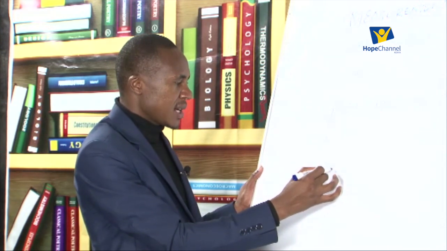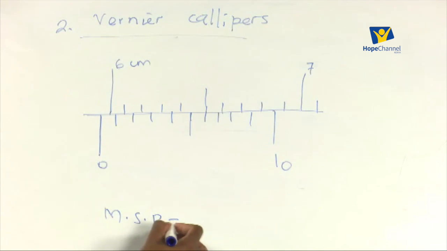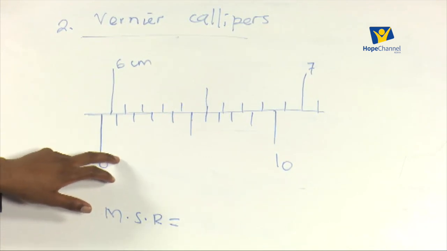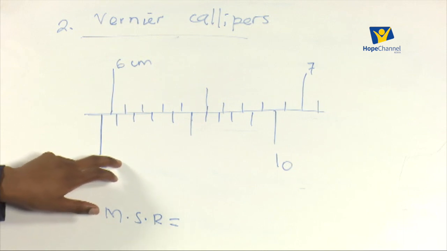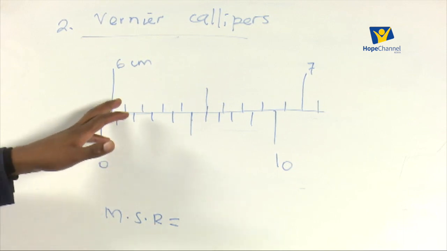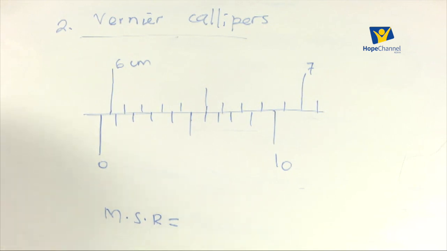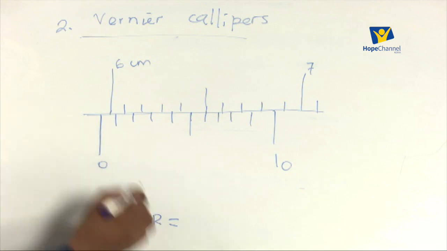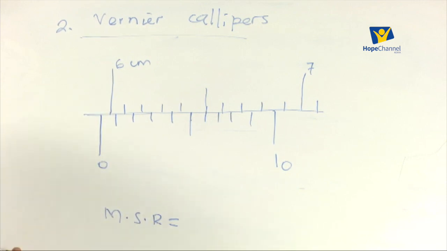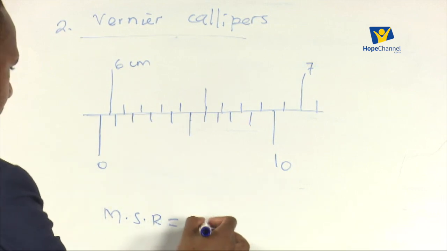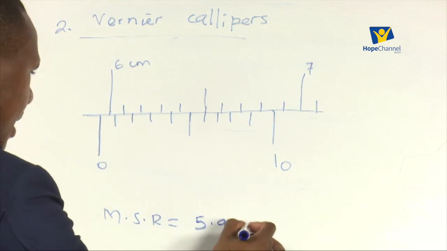So as usual, the first thing is we obtain the main scale reading. The main scale reading we already said: we take a point to the left of where the 0 of the Vernier scale is beginning. The 0 is slightly behind 6. So if it's behind 6, we are not going to take 6. We need a point to the left of that 6. The immediate point to the left of that 6 will only be 5.9. So we shall be having a main scale reading of 5.9 centimeters.